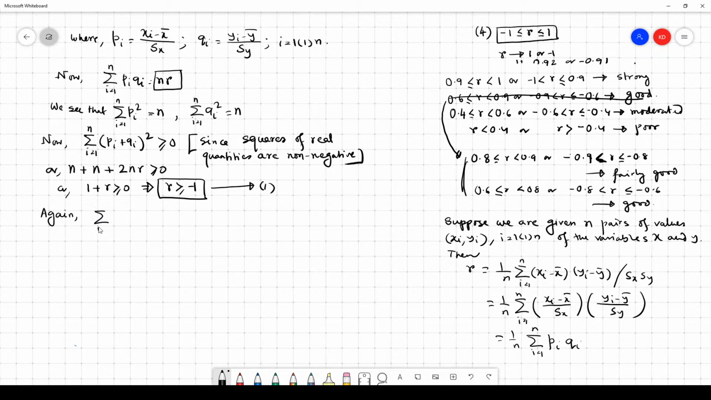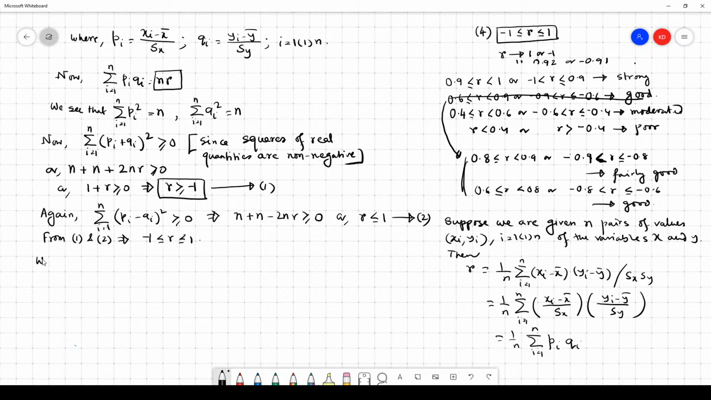Again, the sum over i from 1 to n of pi minus qi whole square is greater than or equal to 0. Similarly, we get n plus n minus 2nr greater than or equal to 0, or r less than or equal to 1. I denote this by 2. So from 1 and 2, we get r lies between minus 1 and plus 1.